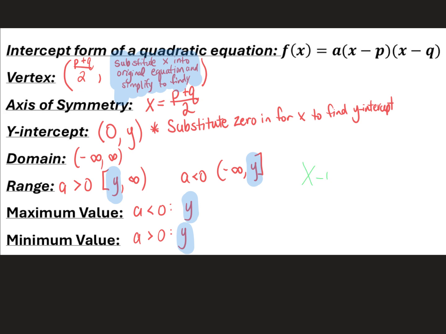So the x-intercepts. The x-intercepts are P and Q. And just like it's being on the inside, it's the opposite. So if this were x minus 4, P would be 4. If this was x plus 2, then Q would be negative 2. So P and Q are my x-intercepts. Please do include that in your notes.